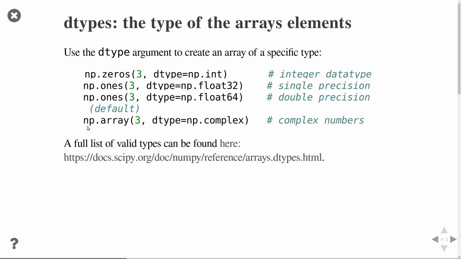And so then you have float32. So this is single precision floating point values. Float64 is double precision floating point values. And then you have also complex numbers. And yeah, for complex numbers, it's obvious. So there's a question on why.